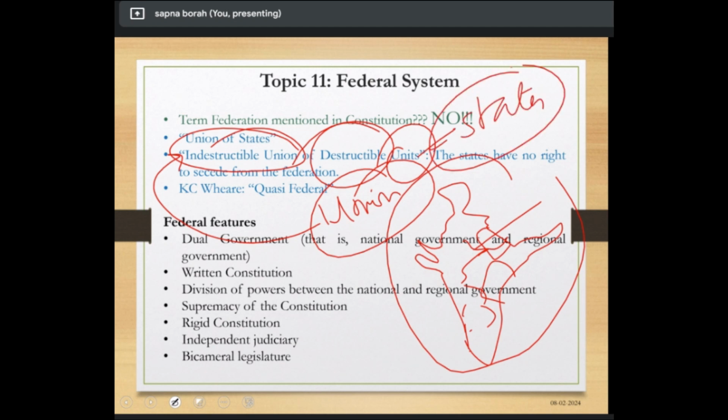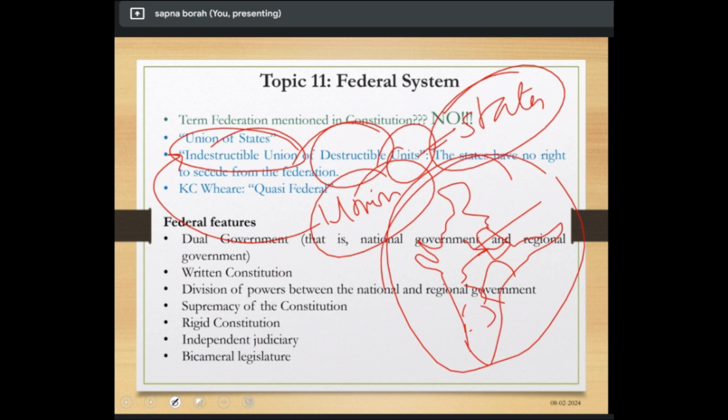It's a beautiful statement with a very strong message underlying that India is basically a union. The states have no right to leave the federation. That is the essence of our quasi-federal system. And a statement to remember: indestructible union of destructible units.